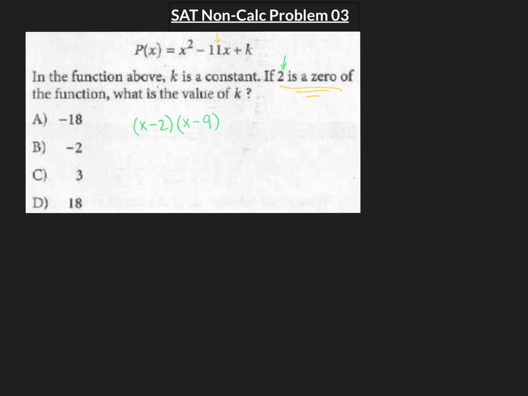So now that we have our equation equal to p of x, now we just solve normally. We would get x squared minus 9x minus 2x plus 18. And just to verify, we have x squared minus 11x plus 18 is equal to p of x. And since we're solving for k, which is its final value here, we know that 18 is our final answer.